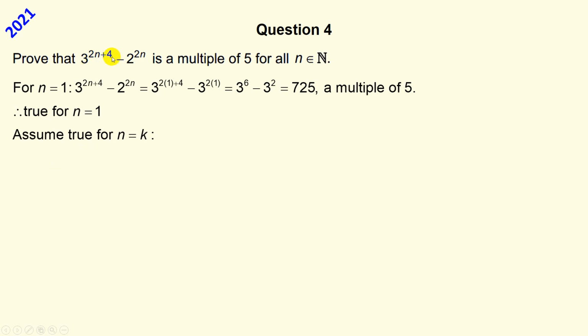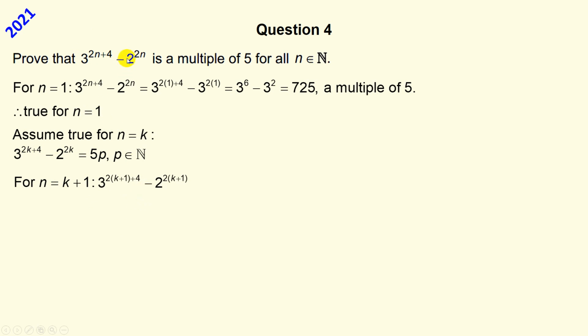And that means 3^(2k+4) minus 2^(2k) is divisible by 5. Now, here's a useful technique. Make it equal to 5p, where p is a natural number. And we can use that. Now we go to n equals k plus 1. We're going to substitute k plus 1 for n, and hopefully break it down and show, using the fact that this is acceptable, that when n equals k plus 1, that's also acceptable.